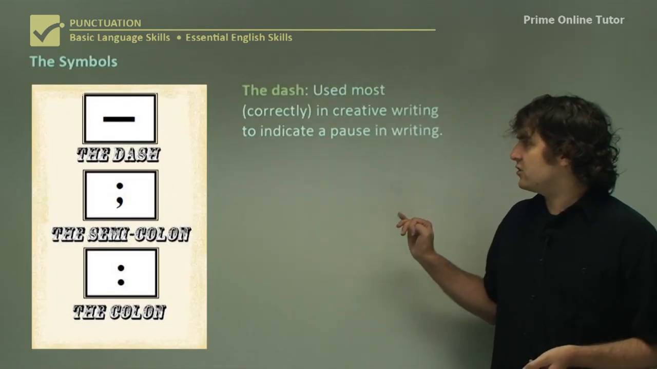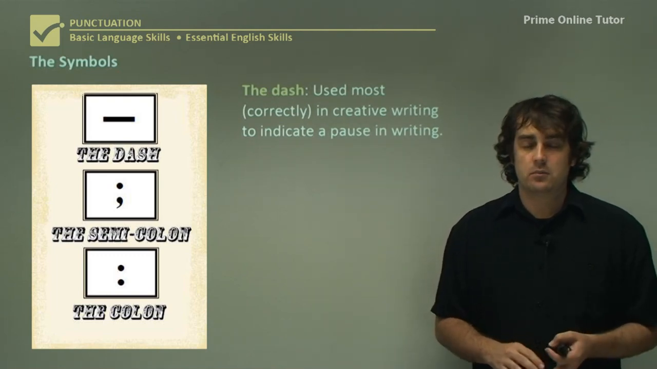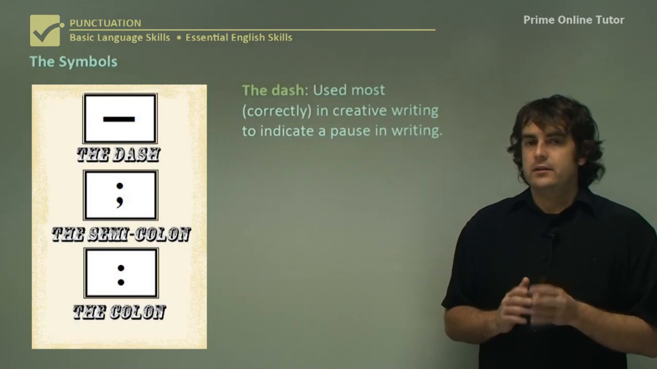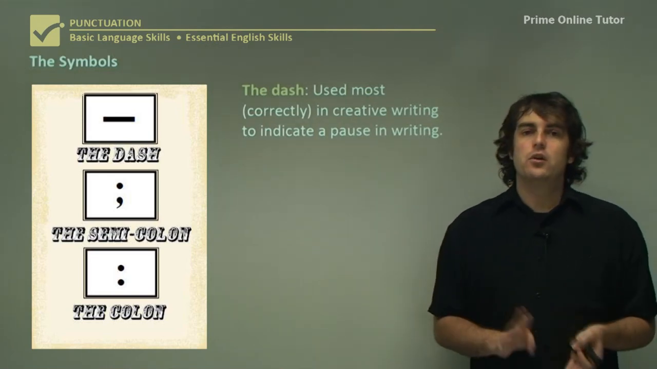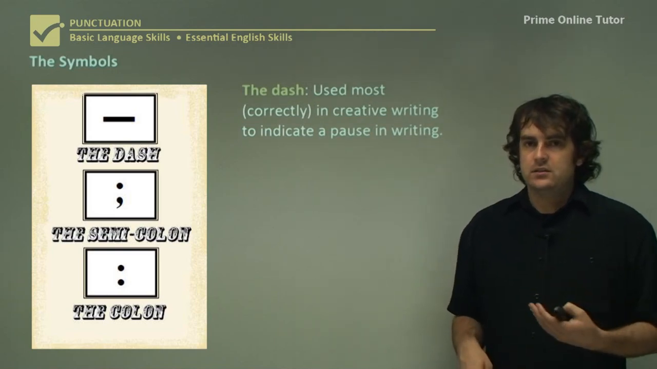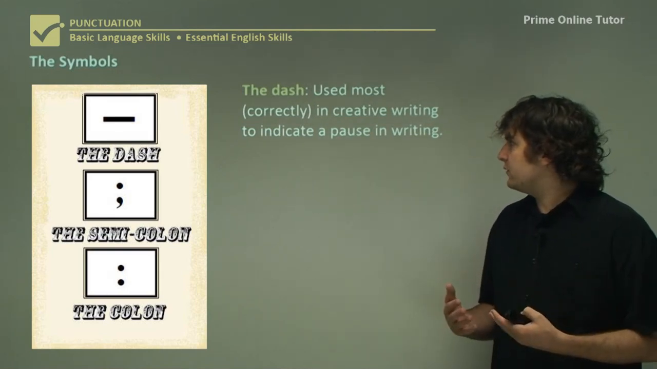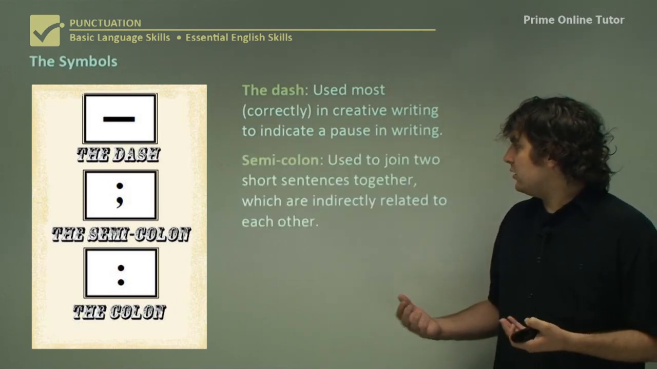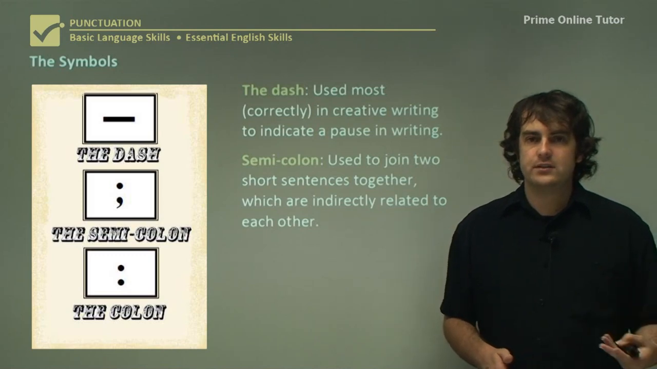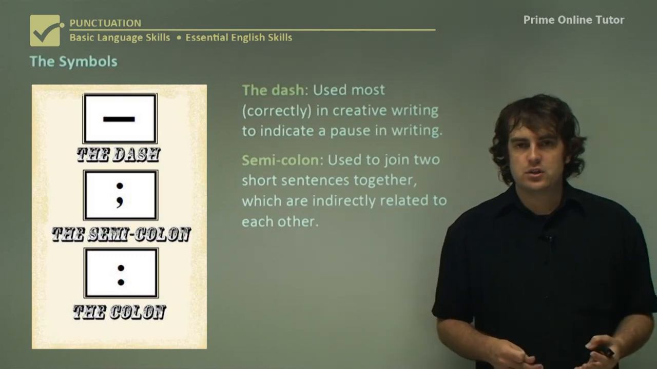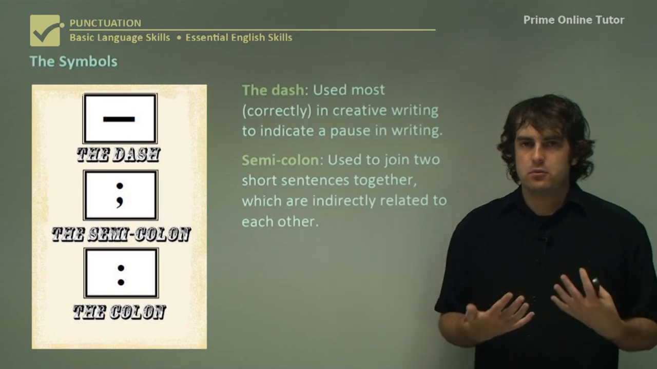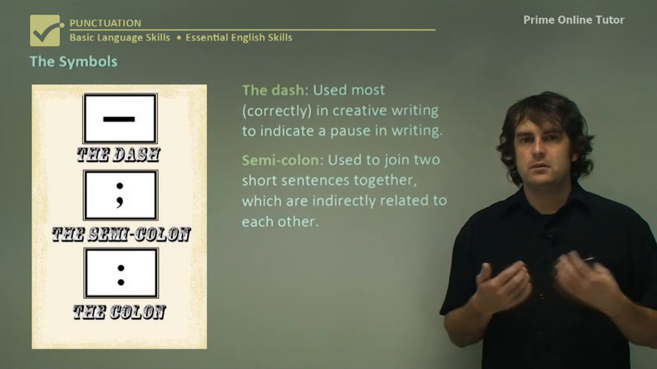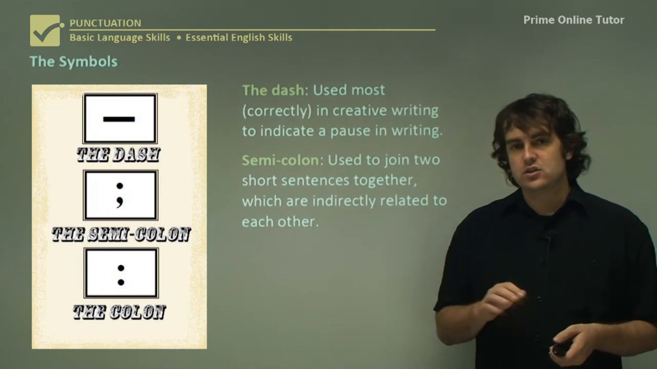The dash, or the M dash, is the one you're most commonly using. For your hyphens, for words that are hyphenated, it's a much smaller one. However, the one that comes up usually when you're auto-correcting while typing is used most correctly, should I say, in creative writing, and indicates a pause. A semicolon is used to join two short sentences which are indirectly related to each other. So they're not things that you can join with a simple comma, as in they are related but not quite as directly as they might normally be. I'll give you an example later just to clarify that.